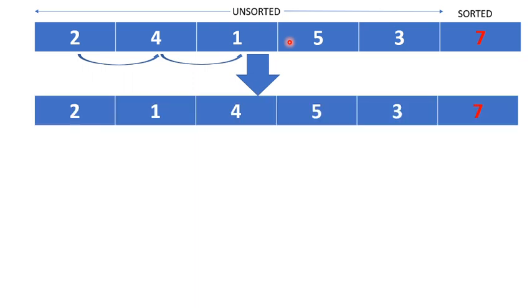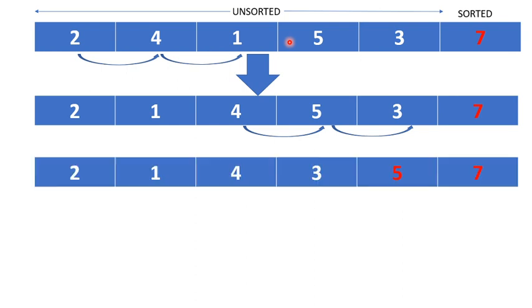So our list will be like this. Now we have scan index 0, we have scan index 1. Now we will scan index 2, that is 4, and 4 and 5 will be compared, and here it is already sorted, so we don't need to swap it. Now 5 and 3 will be scanned. Here swapping is required, so our list is 2 1 4 3 5 and 7.